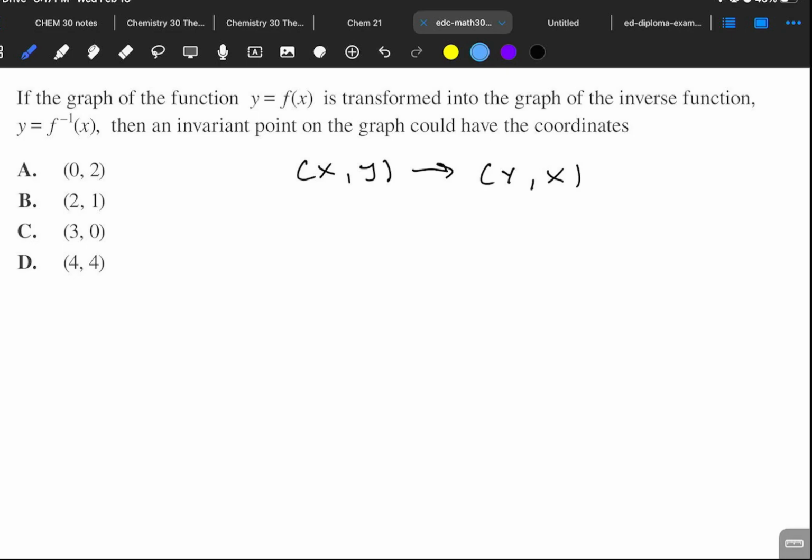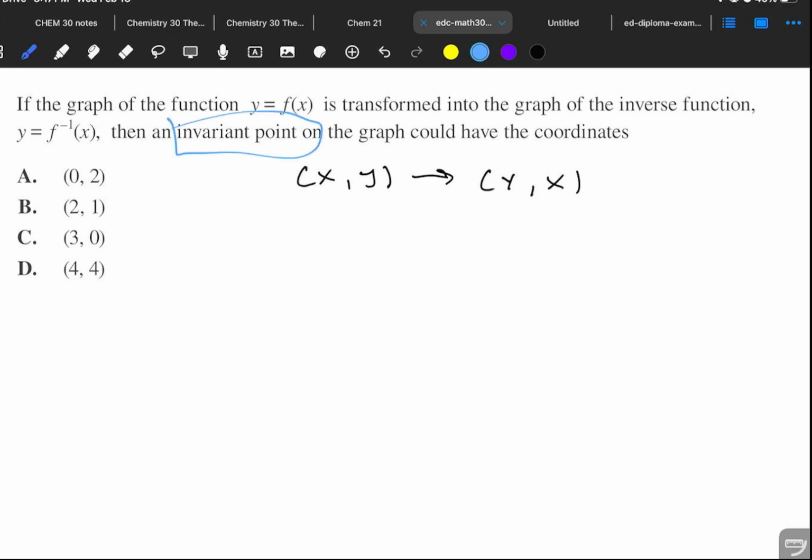The only way an invariant point would occur is if it intersects the line of reflection. And when you have an inverse, the line of reflection for inverses is always y equals x. So wherever y equals x is going to be your point that is invariant. So let's check for any y values that will equal x.